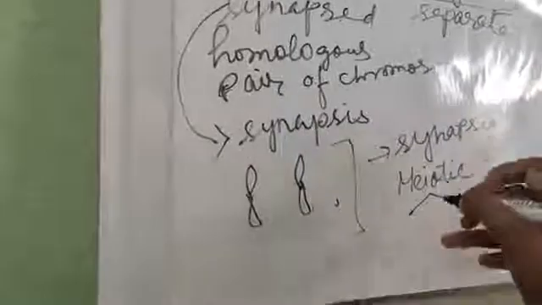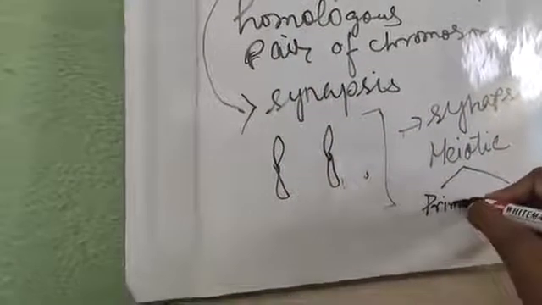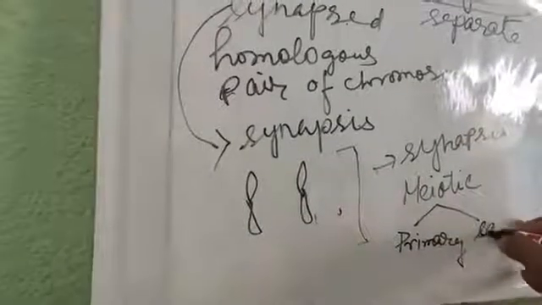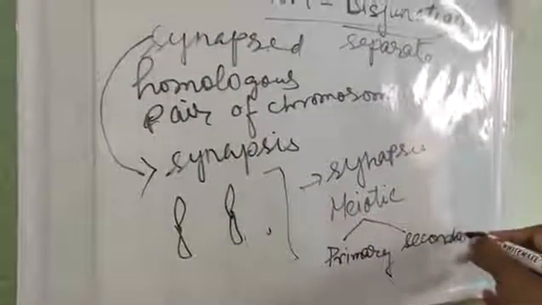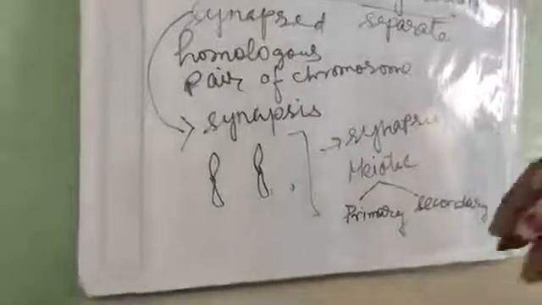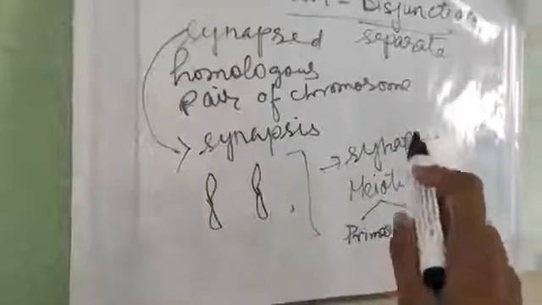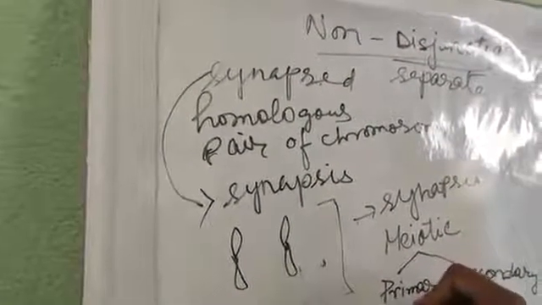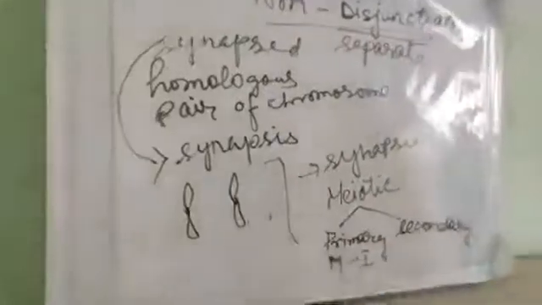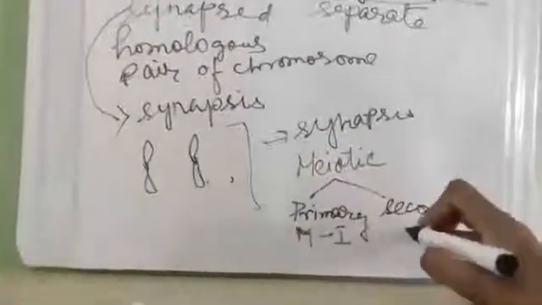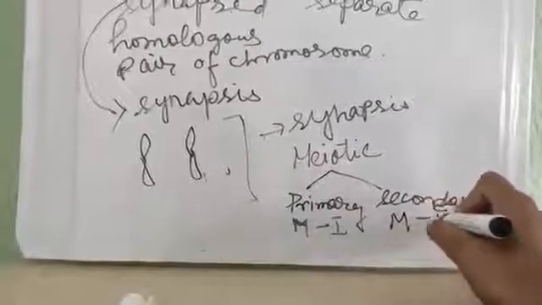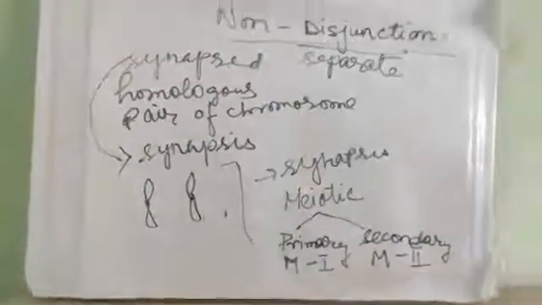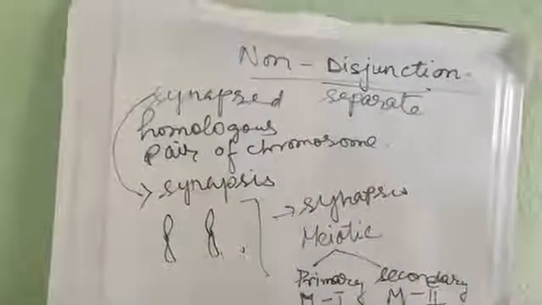Okay, one is primary, another one is secondary. So primary meiotic non-disjunction, here the non-disjunction takes place in the phase of meiosis 1. See, meiosis is actually completed in two steps, meiosis 1 and meiosis 2. Primary non-disjunction takes place in meiosis 1 and secondary takes place in meiosis 2. Got it? So this is all about the non-disjunction.